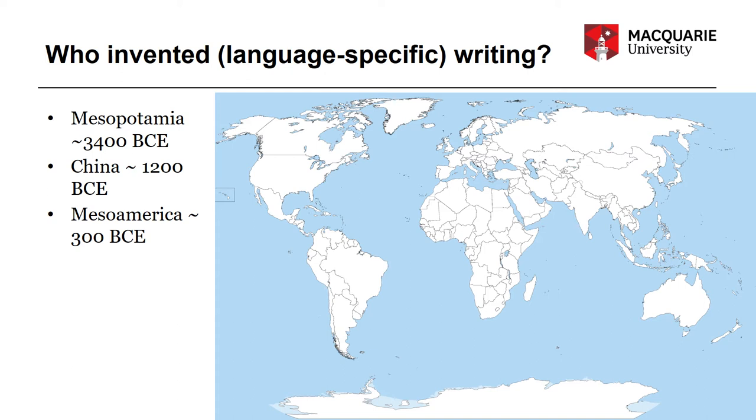language-specific writing, writing that encodes a particular language and is a script for a particular language, emerged at least three times. As I told you, in Mesopotamia, that's where we have the earliest records. There, written records date back to around 3400 before the Common Era. The second independent tradition is in China, where the earliest records date back to around 1200 before the Common Era. And the third independent tradition is in Mesoamerica, the Mayan culture in what is today Mexico and Guatemala, and the evidence that we have dates back to around 300 before the Common Era.